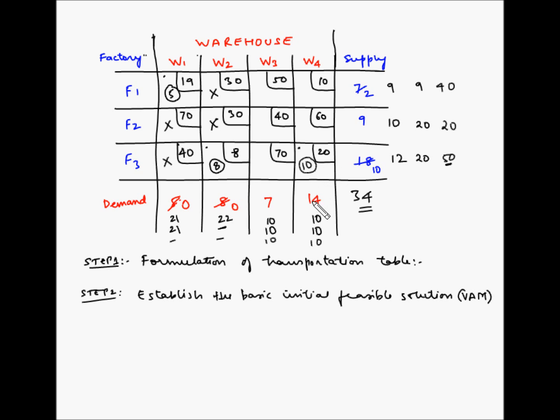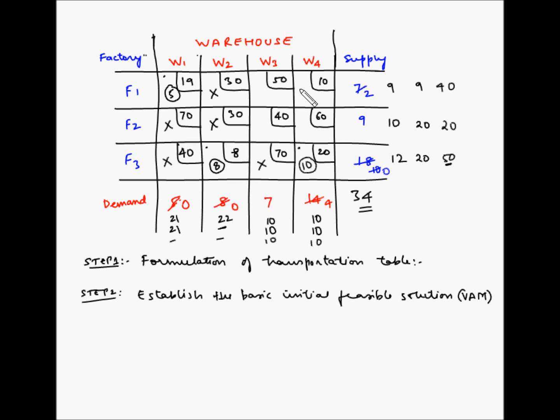Now with this allocation, the demand is 14 minus 10, which is 4, while the supply capacity remaining is now 0. So now since F3 has exhausted its supply capacity, let's cross off the remaining boxes for F3, indicating that F3 is now no longer available for allocation.